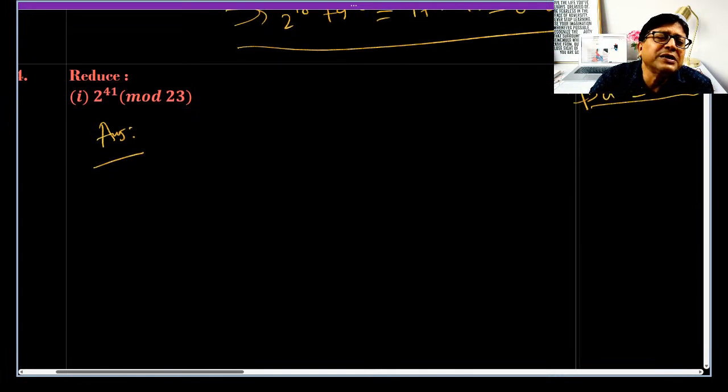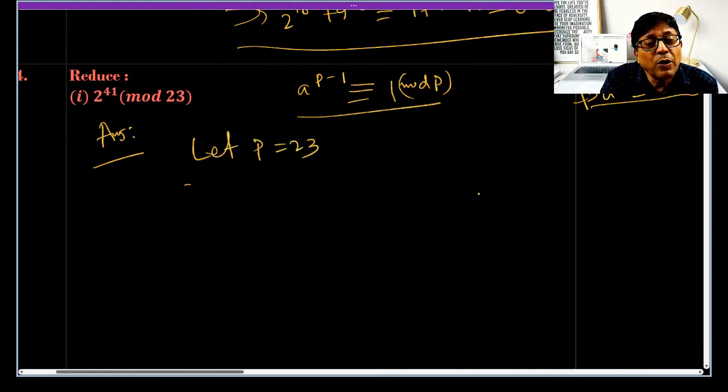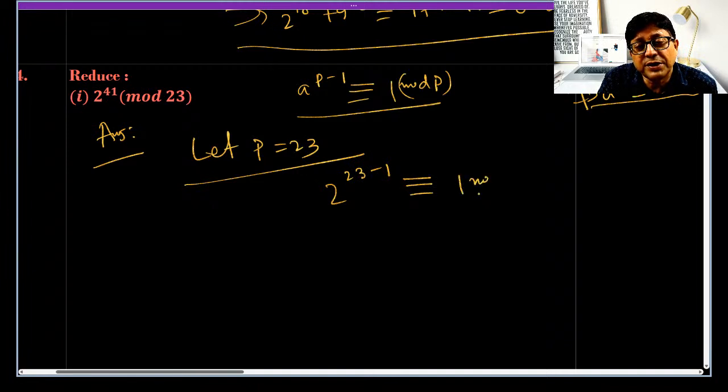Mod 23 is there. 23 is a prime number. Let us take that advantage first. Fermat's theorem: A to the power p minus 1 is congruent with 1 mod p. So let p equal 23. What happens then? 2 to the power 23 minus 1 is congruent with 1 mod 23. So 2 to the power 22 is congruent with 1 mod 23.